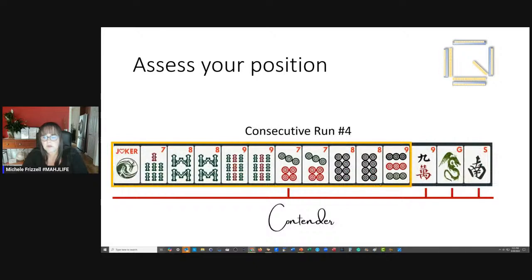Oh, sorry, I just wanted to point out, this hand, you could play consecutive run number 4, the concealed hand, actually. 7, 8 bam, 7, 8 dot, 9 crack pair. But you'd have to throw away a 9 bam pair. You would still have 4 discards plus joker bait, that unwanted pair. That's a lot of discards. So if you were to play that concealed hand, you would probably be an underdog.